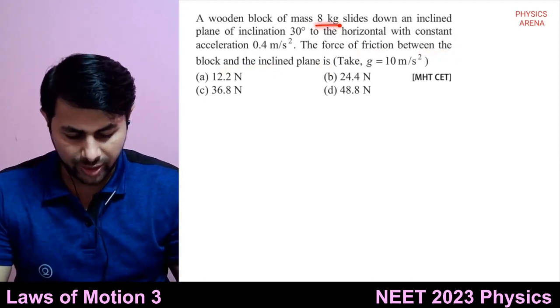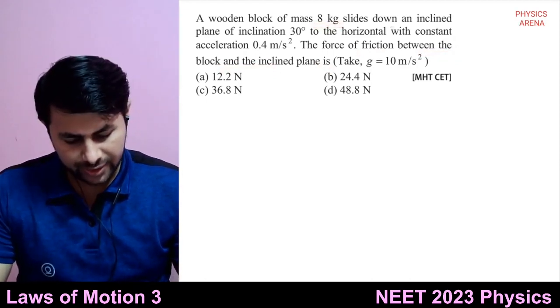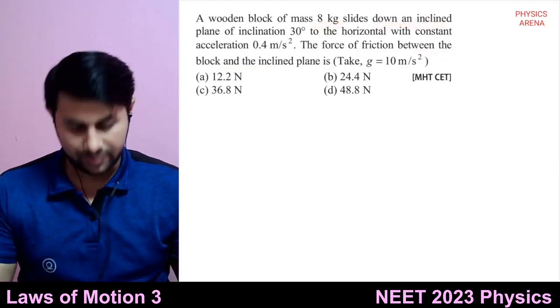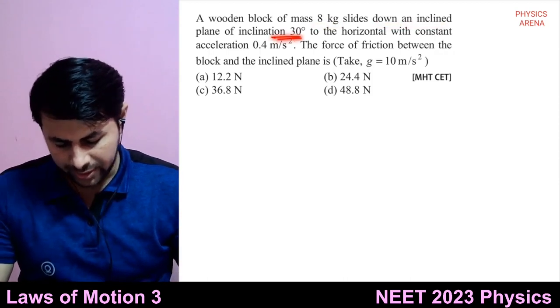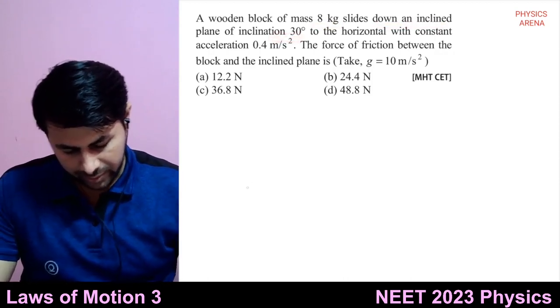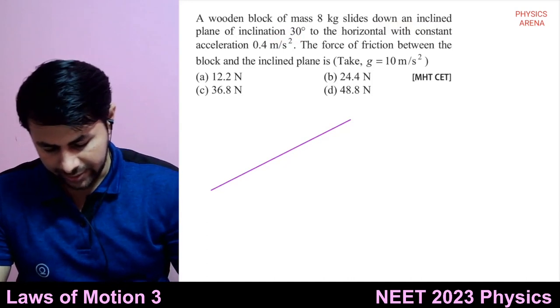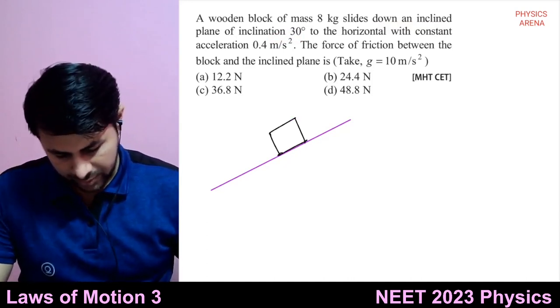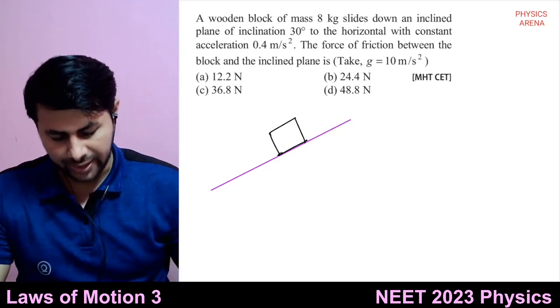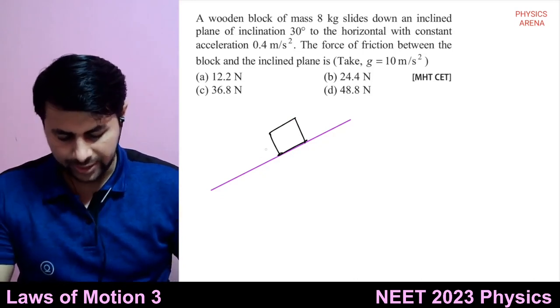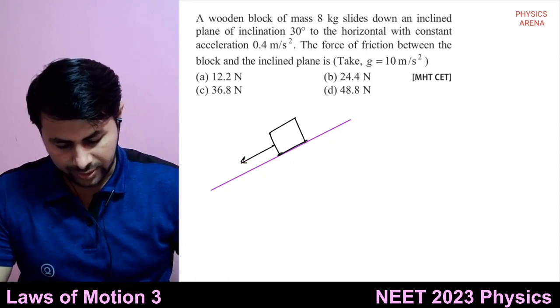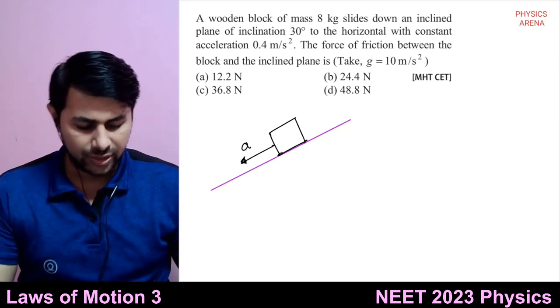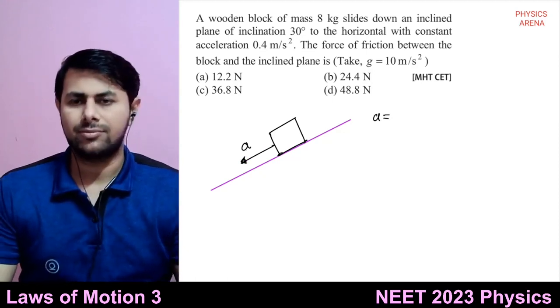So there is a wooden block of mass 8 kg. It slides down an inclined plane, and the inclination is 30 degrees. So this is your inclined plane. This is the wooden block. It slides down with constant acceleration. So acceleration is given. Let's suppose a is the acceleration. Now tell me, what is the acceleration?